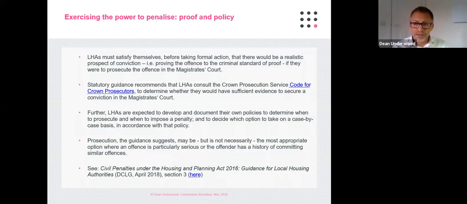It is suggested in that guidance that prosecution may be, but is not necessarily, the most appropriate option where the offence is particularly serious, or where, for example, the offender has a long history of committing similar offences. It is not difficult to conceive, sadly, of cases in which there may very well be serious consequences of, for example, a failure to comply with licence conditions. And one that I dealt with recently involved, very sadly, the death of one person and the hospitalisation of another. That is perhaps the type of case in which the government's guidance rather suggests that prosecution should be pursued as opposed to a penalty. But each case depends on its facts and must be determined on a case-by-case basis.